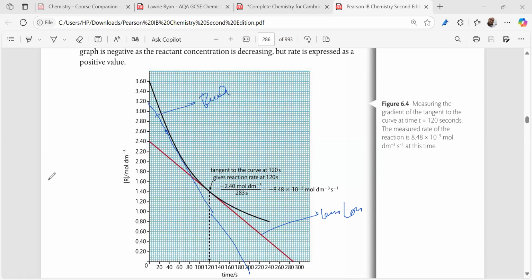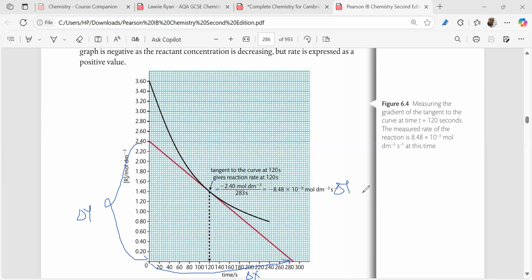So we can tell that as the reaction goes on, the tangent gets less and less steep. Just remember one thing: how can you find out the rate of the reaction at 120 seconds? Write down delta y divided by delta x. This is the rate of the reaction. You have to remember this thing. Delta y divided by delta x. Clear, everybody?